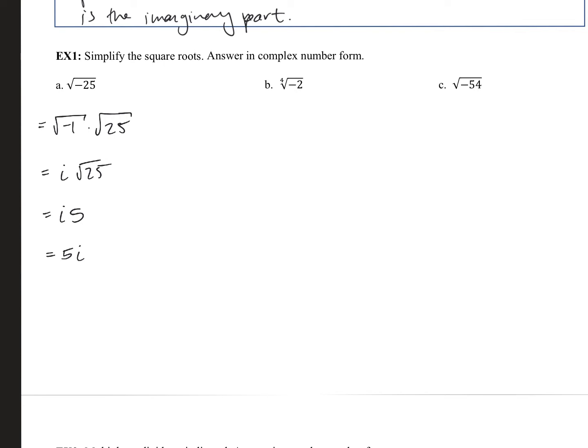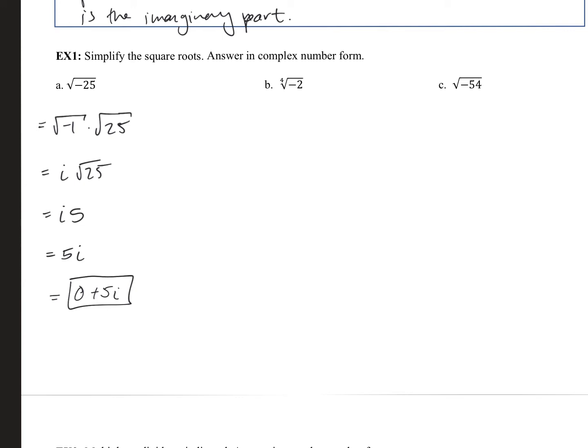But if you remember, we need to write it in complex number form. Do we have a real number part? We don't. So it's just going to be 0 plus 5i. And that is the complex number way of writing it. So usually i is at the end. Okay, let's go ahead and simplify this one.